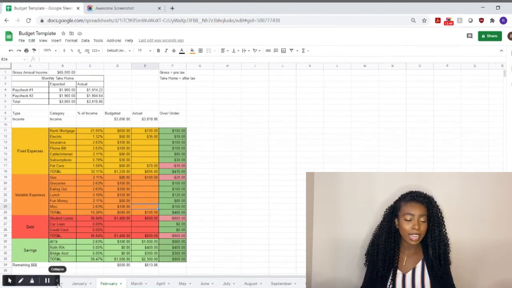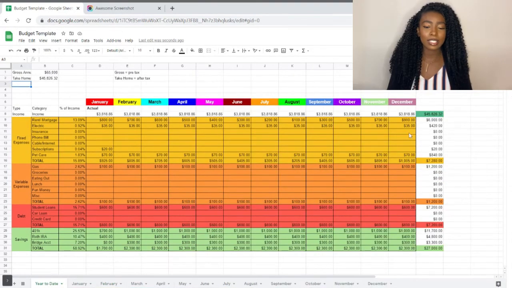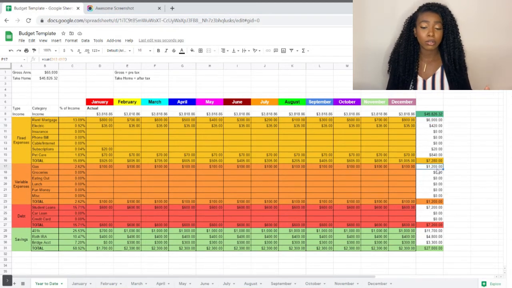And then last that I have here is this year to date. And this is an overall spreadsheet of each month and how much you're spending throughout the year so that you can check and see, okay, at the end of the year, I spent a total of $6,000 on rent. I spent a total of $420 on electric. I spent a total of $1,200 on gas. To me, that sounds kind of crazy, but it's what was needed.